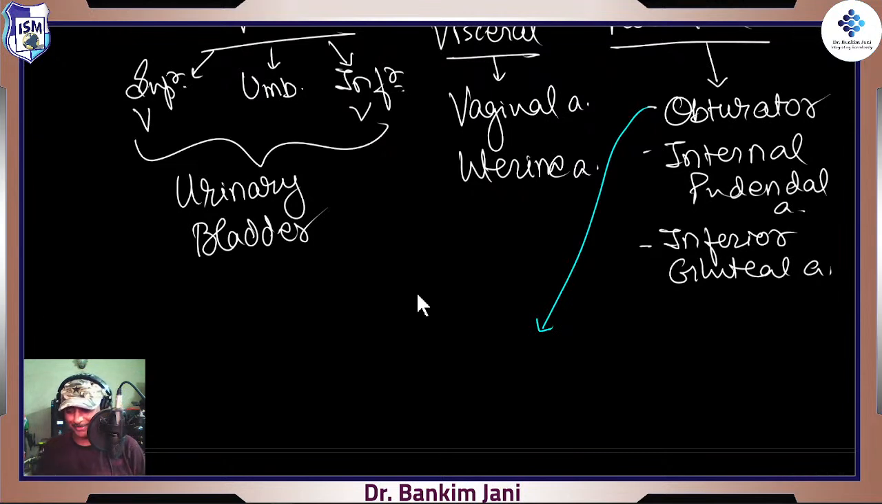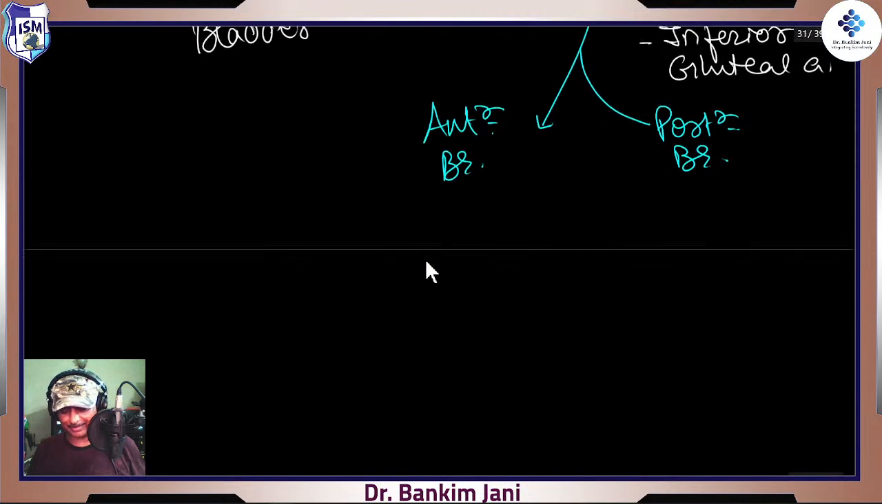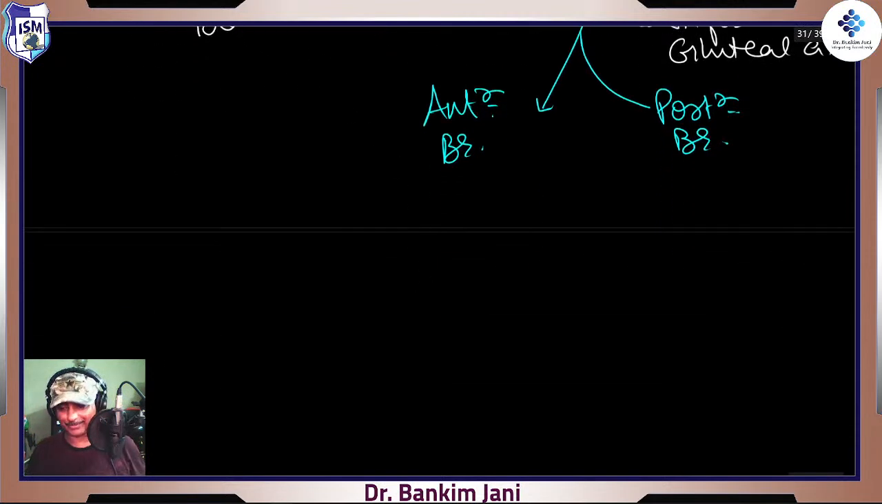Now this obturator will divide into two parts: the anterior branch and the posterior branch. And as you'll be having this PDF, I'll suggest that once you understand the whole thing, try to rewrite everything without watching it. Then you'll have super clarity. You'll be very happy with yourself.